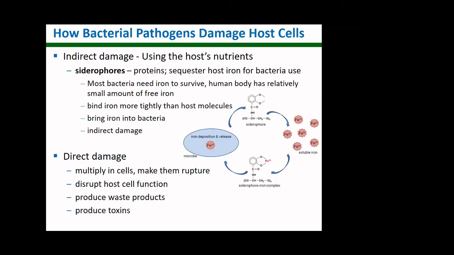But for the most part, we're talking about direct damage when we're talking about damage by pathogens. So pathogens, like some bacteria and most viruses, will multiply inside cells, right? A lot of times that will make the cells rupture, right? So you get cell death. You get a lot of cell death in a large area, and then you get symptoms, right?